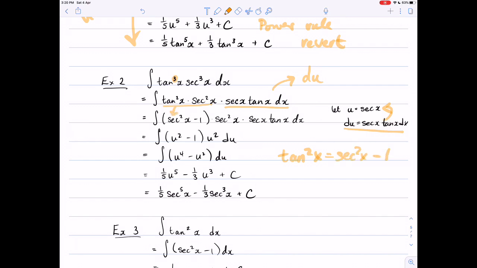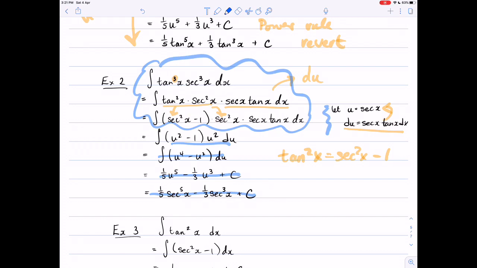So the tan gets rewritten as a secant, the secant stays, and then we do a u sub, right? We just do this u sub, so we get a u, and then it's the same steps, guys. You expand, you do the power rule, and you revert. So those preliminary steps are what change.